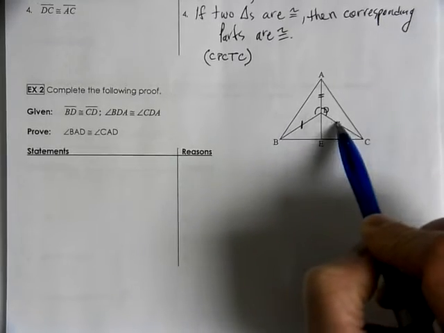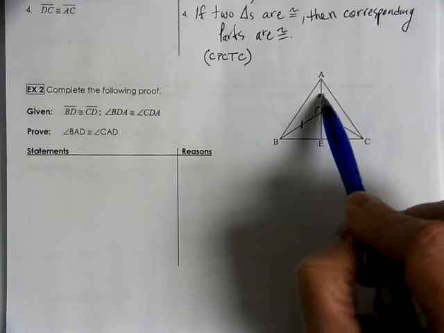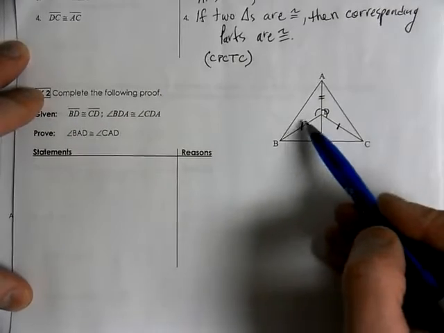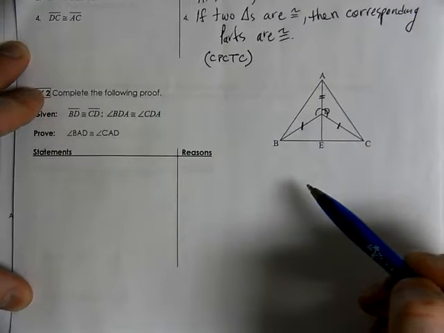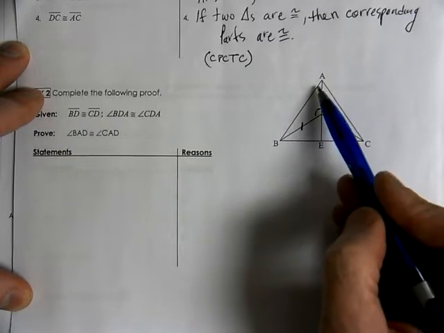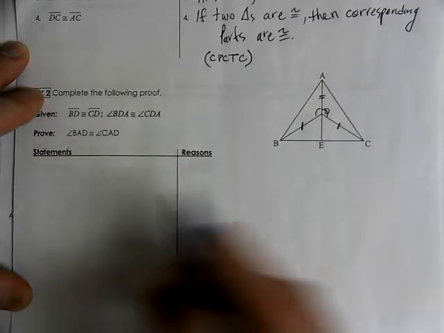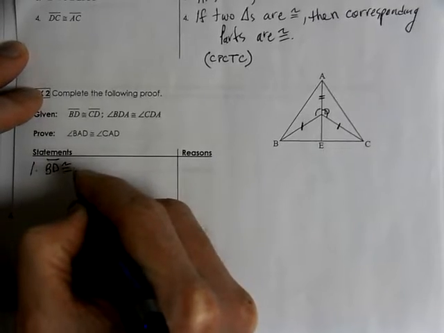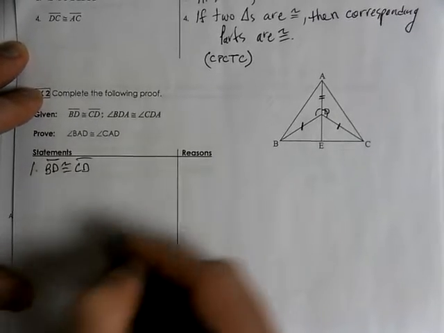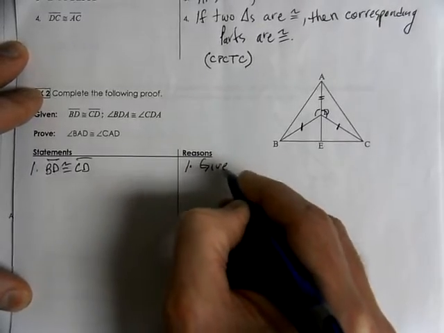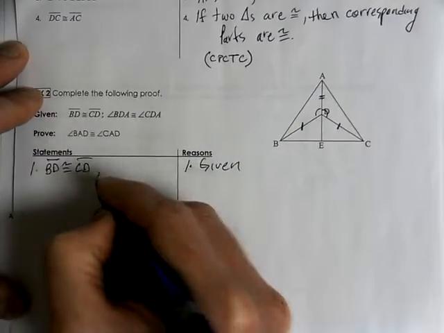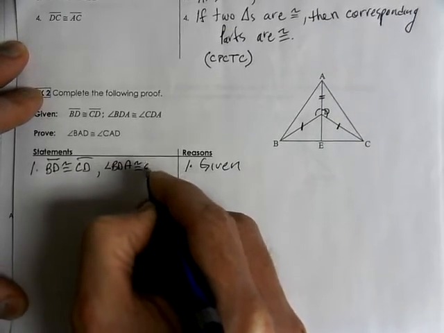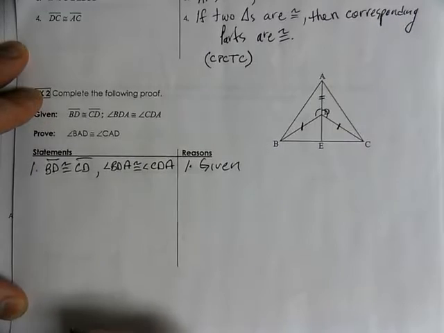We've got segments of each of those. We've got angles of each of those. So we have our third side. So it looks like our triangles are congruent by side, angle, side. And if the triangles are congruent, then the corresponding parts are congruent. So we're going to start out with number 1 as BD is congruent to CD. That's our given. Our other part of given is angle BDA is congruent to angle CDA.